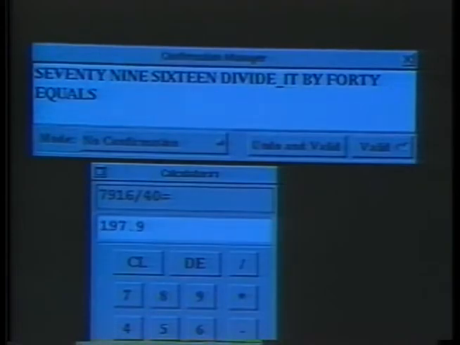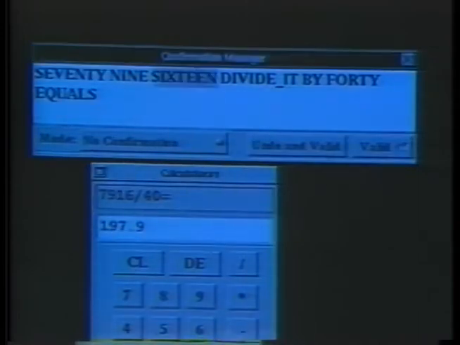The system misunderstood parts of this utterance. Our current system allows the user to edit an input either through the keyboard or through a combination of voice and mouse.